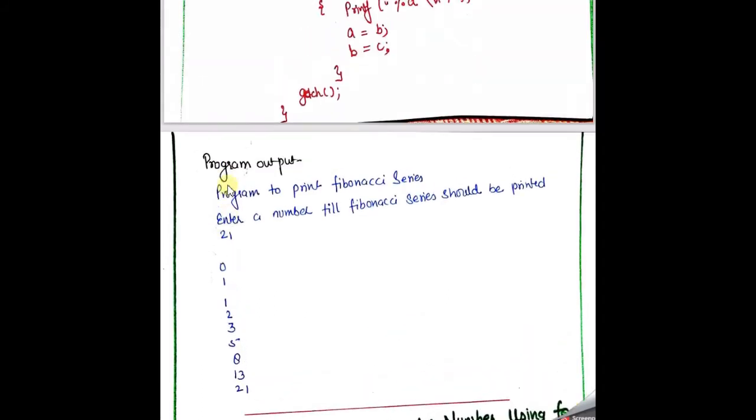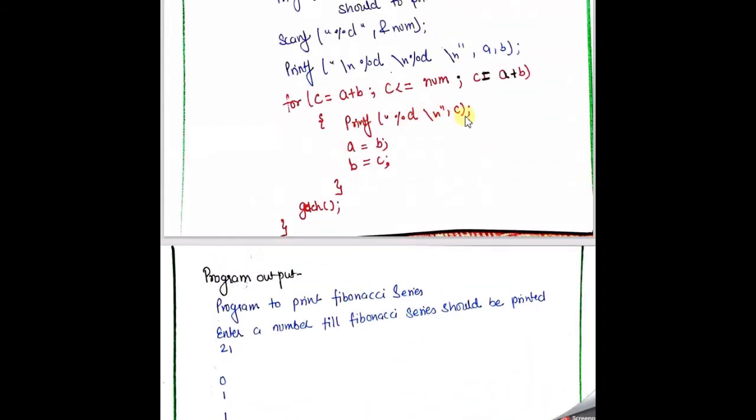Yes, so we need to print the printf of that line. So here print the 1, and A is equal to B, B is equal to C, that means A is now updated to 1 and B is also 1. So A is equal to 1 and B is equal to 1, so what we get, C is equal to 2, and 2 is less than or equal to 21. So we go to the printf.